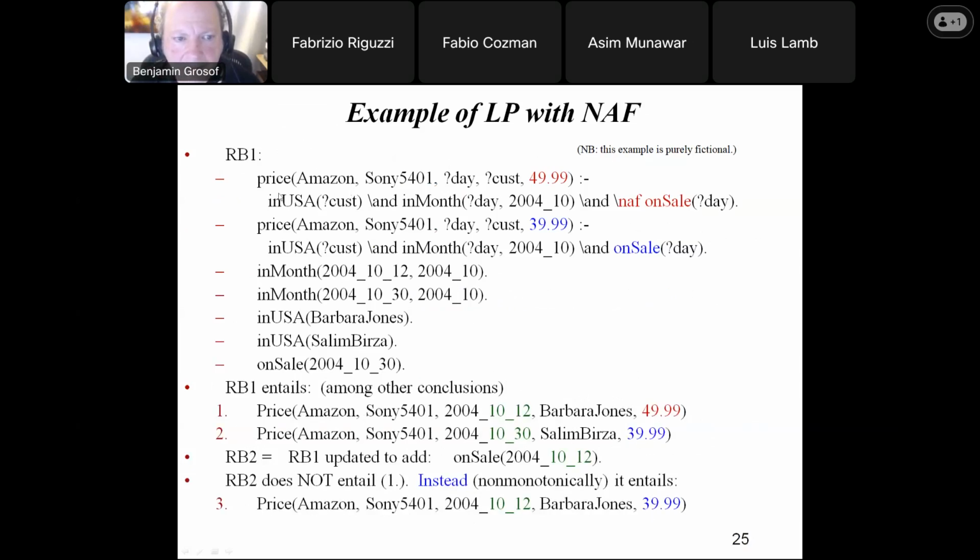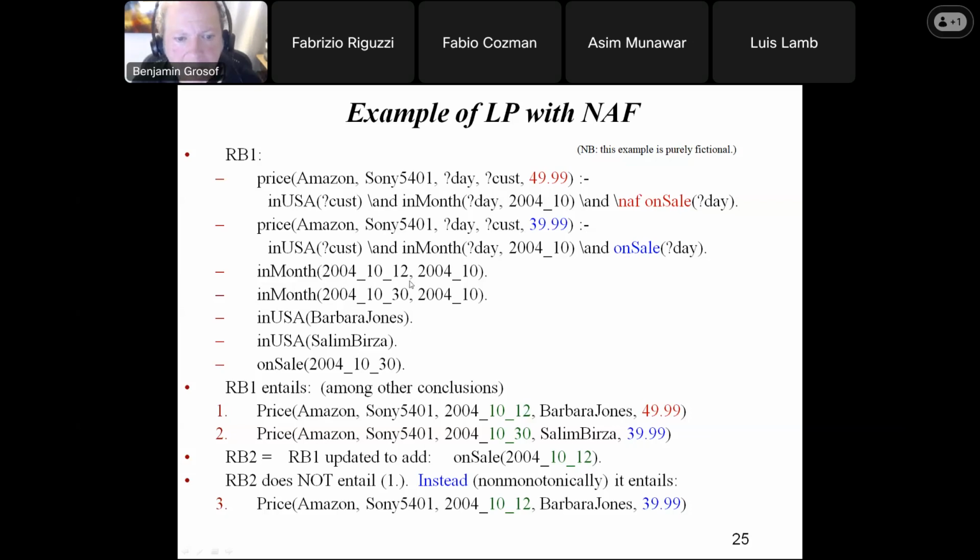So here's an example of LP with NAF. This is purely fictional. Say there's some product such as a Sony 5401 electronic widget, which at Amazon on a given day for a given customer is $49.99 if the customer's in the US, the day is in the month of October 2004, and the day is not a sale day. The price is $39.99 in similar circumstances if it is a sale day.